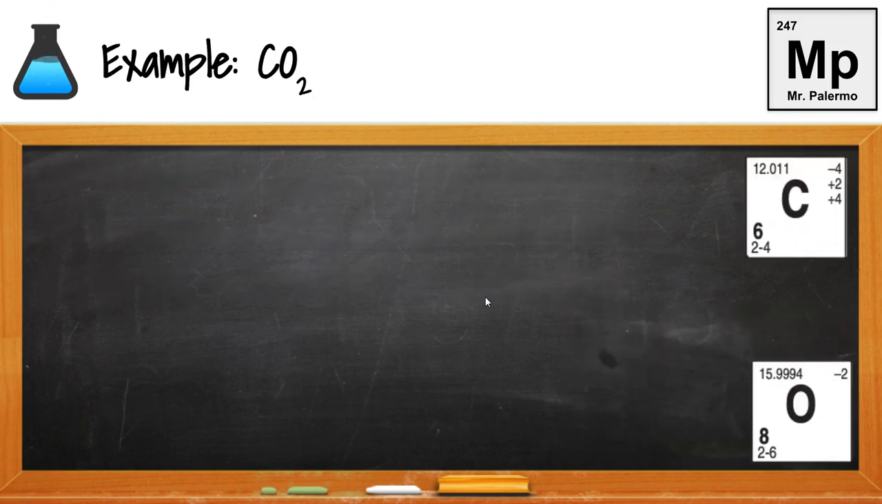So let's look at our first example, carbon dioxide, CO2. We're going to follow the same rules as before. So first thing, I want to figure out the total number of valence electrons. So oxygen has 6, carbon has 4.